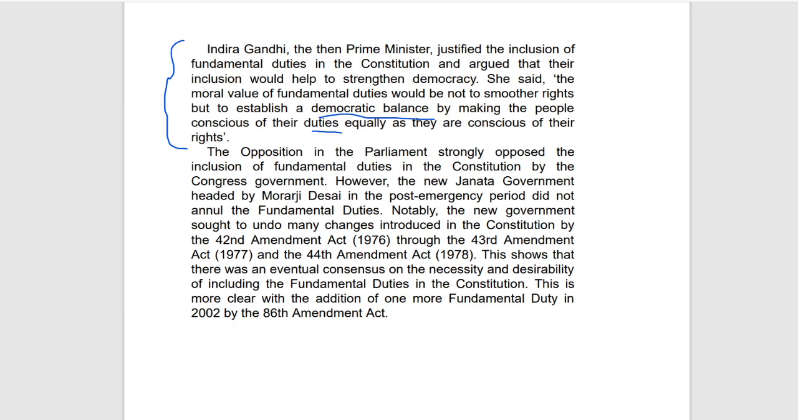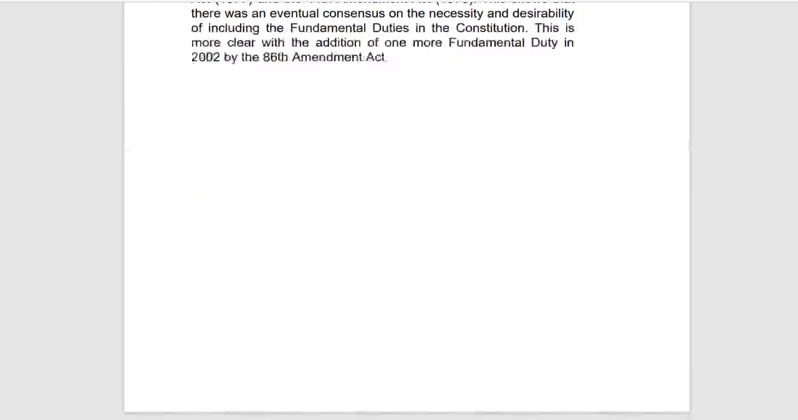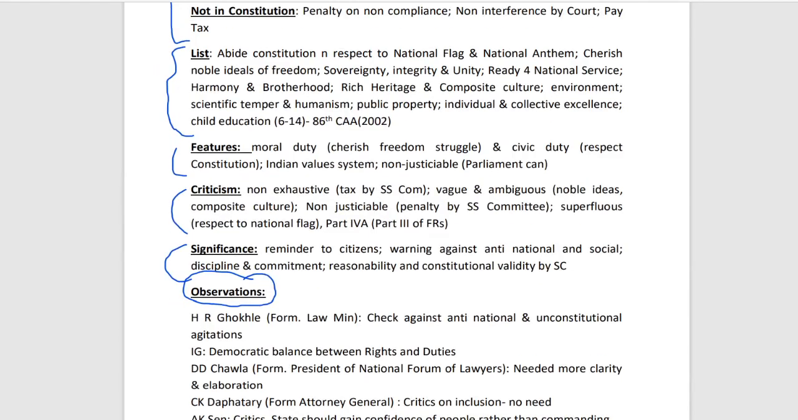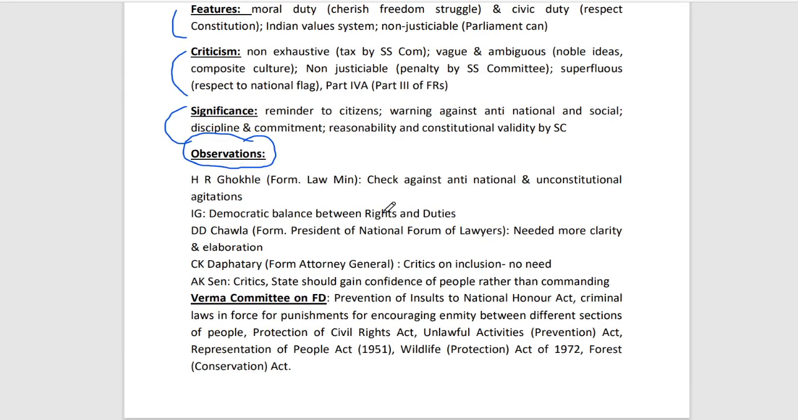So see here in my notes, for H.R. Gokhale, I have written one statement, that is check against anti-national and unconstitutional agitation. For Indira Gandhi, I have written just one sentence, that is democratic balance between rights and duties. So can you see that I have converted a comprehensive statement of Indira Gandhi into simply one statement.